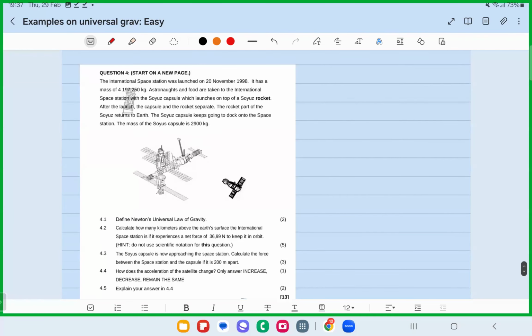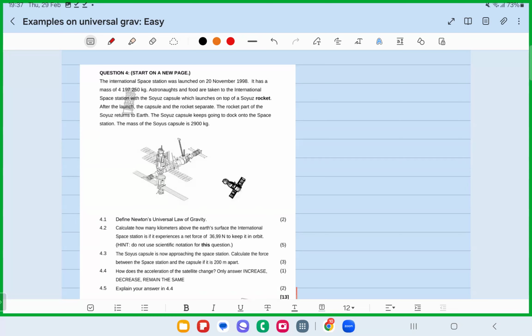All right, let's start. All right, let's see what we got here. It says the International Space Station was launched on 20th November 1998. It has a mass of 4,197,250 kilograms.